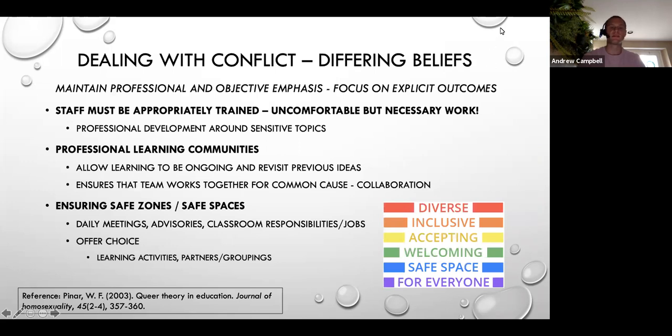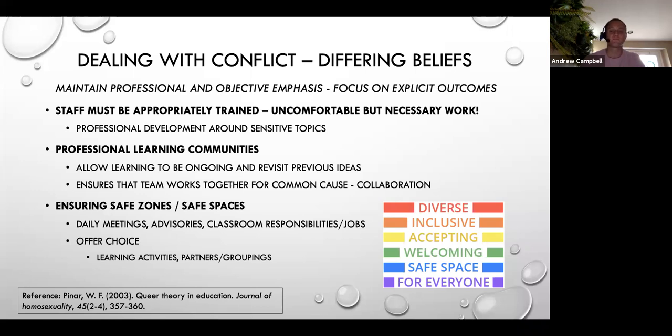One of the points that's anticipated is the idea of differing beliefs I alluded to earlier, and how we're going to deal with conflict when it arises. The first thing, the biggest implication as a leader, is to maintain a professional and objective emphasis. This goes back to the idea of Bobbitt, focusing on our explicit outcomes. Even though there may be differing beliefs, the main thing is to focus on what the desired outcome is. How is that aligned to our mission and vision? How is it promoting the well-being of our school?